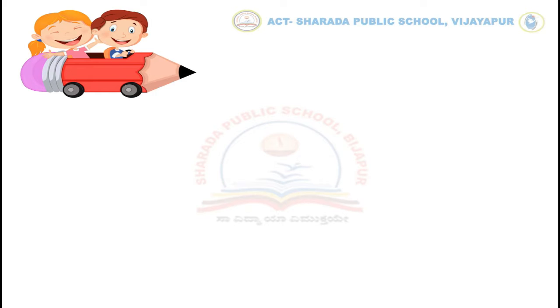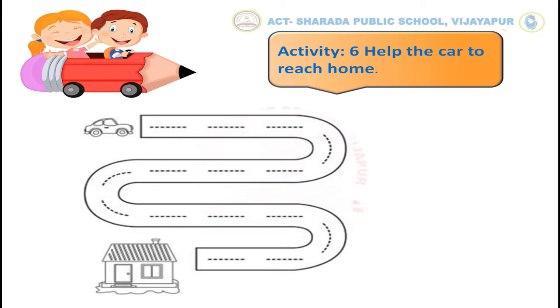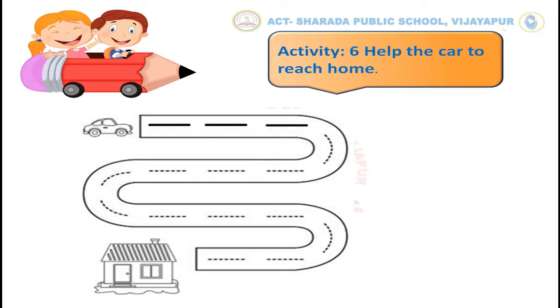Kids, now we will move to the sixth activity, that is, help the car to reach home. Trace the dotted lines from left to right as shown. Children, in the same way, you have to complete this activity and color the picture.